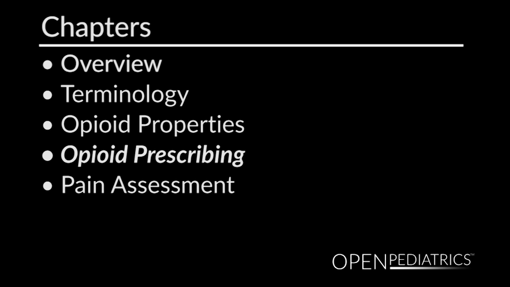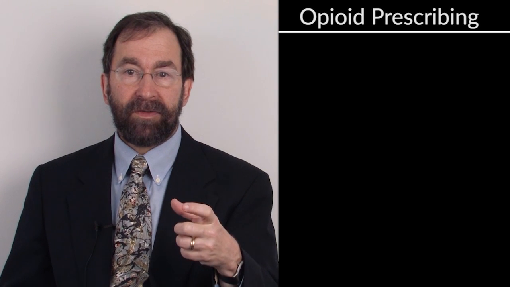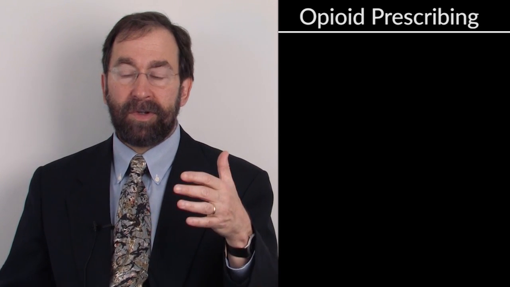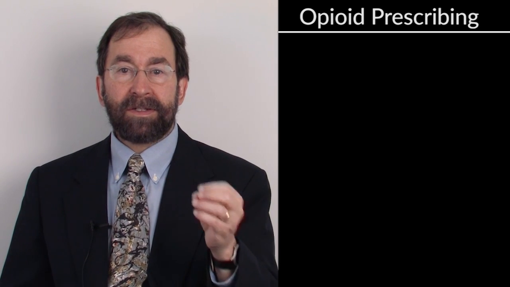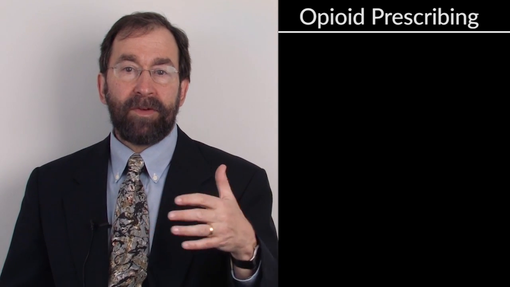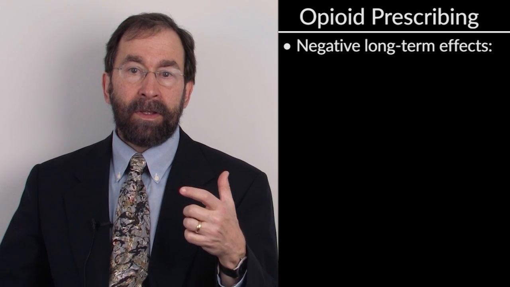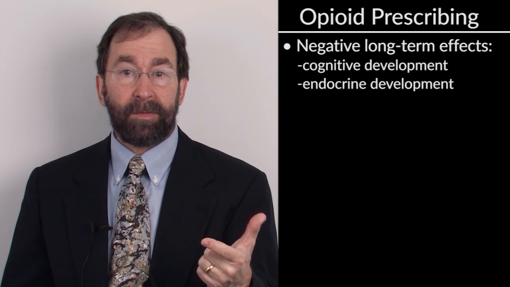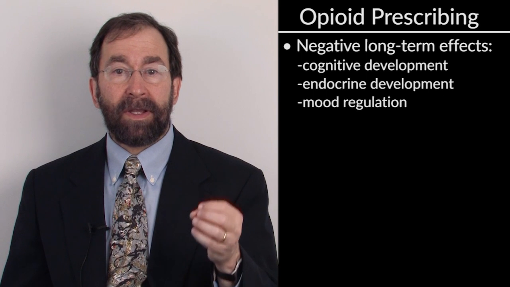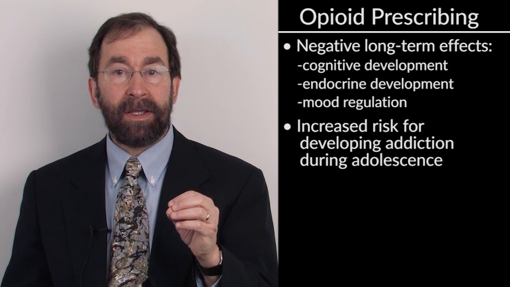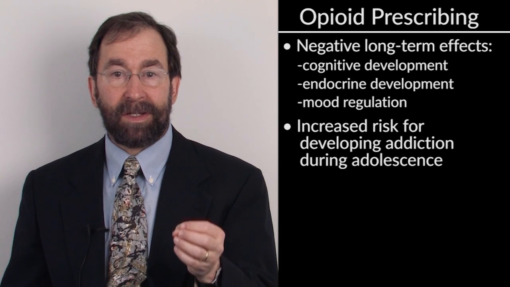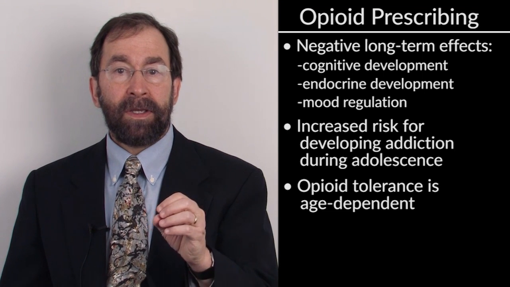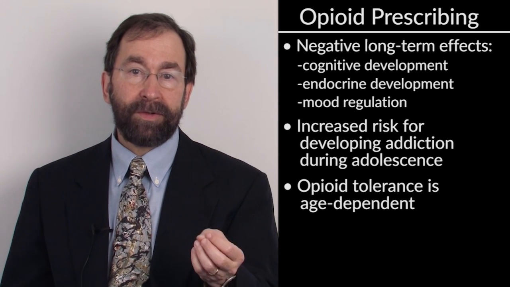Opioid prescribing. Earlier in the lecture, I discussed the controversy regarding chronic prescribing of opioids to adults who have chronic pain due to non-life-limiting conditions. These controversies and these concerns may be even more acute for children with chronic pain. There are concerns regarding longer-term effects of opioids on cognitive development, endocrine development, and mood regulation. In addition, adolescence is a time of increased susceptibility to many types of addictions, including addiction to opioids. The time course of tolerance to opioids also appears age-dependent. Younger subjects get tolerant more rapidly than older subjects.